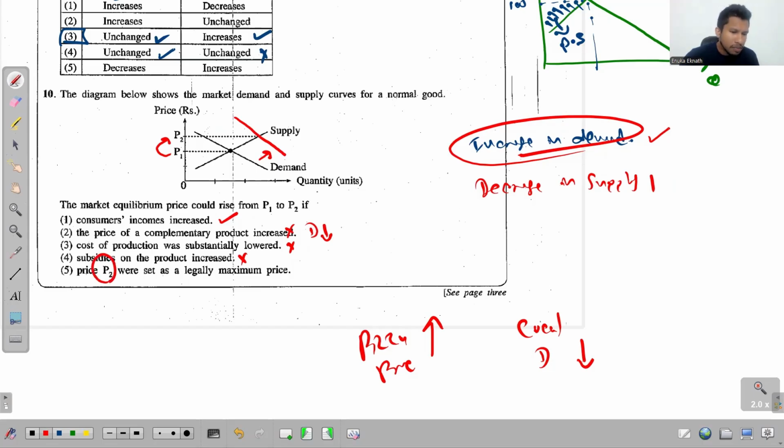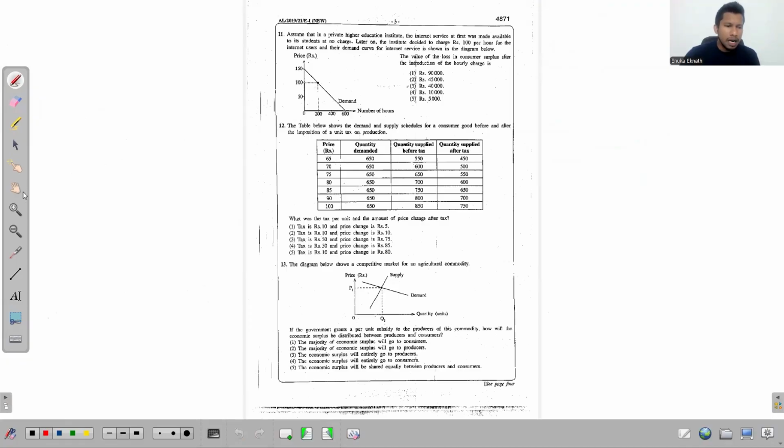Fifth one, price P2 was set as a legally maximum price. If it is an effective maximum price, it has to be a price lower than the initial equilibrium price. That is how we identify a maximum price. Such a price here is not a maximum price. That is not an effective maximum price. So that is totally ignorable. So the answer is the first one. Right, now look at this question 11.